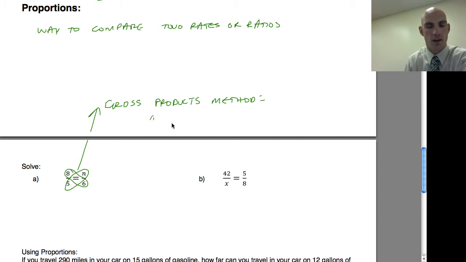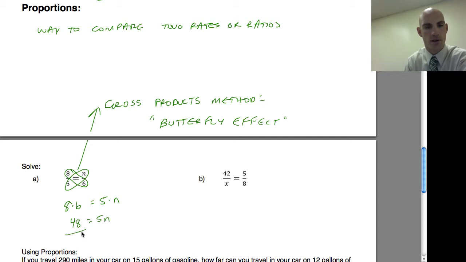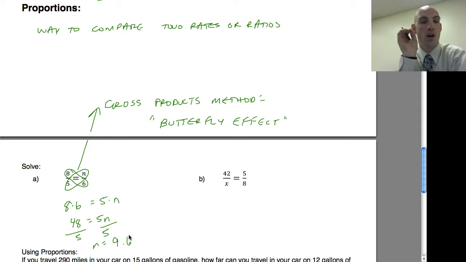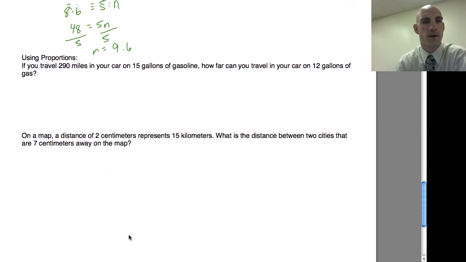Some people call it the butterfly effect. Okay, and what we're going to do is multiply. So 8 times 6 equals 5 times n. So 48 equals 5n, so we divide by 5 on both sides, and we get n is equal to 9.6. Alright, so that's the way that we compare those two ratios. So 8 over 5 is equal to n over 6. I'll see if you can do b.